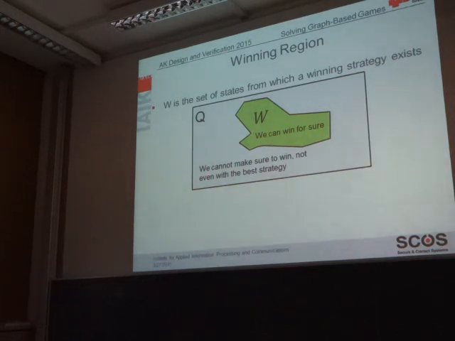Outside of this winning region, we cannot hope to win the game, not even with the best strategy. Outside of this winning region, there is some behavior of the evil environment guy to prevent us from winning the game, to make us lose the game. So our algorithms for solving games will usually work in 2 steps. First, we will compute this winning strategy, and then we can already distinguish 2 different cases.